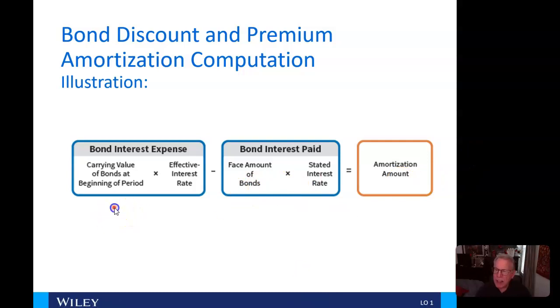Again, we take the carrying value of the bonds at the beginning of the period times the effective interest rate, not the stated rate. Okay? The bond interest that we pay is what's written on the bond. It's the face value of the bond times the stated interest rate. And that difference will give you what we're going to amortize. Let's look at an example.